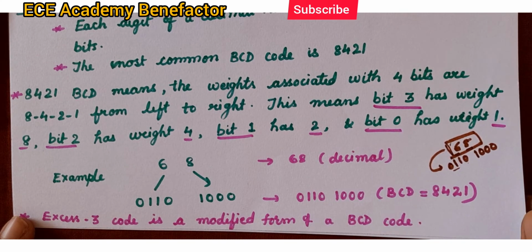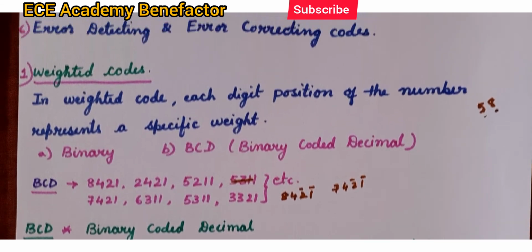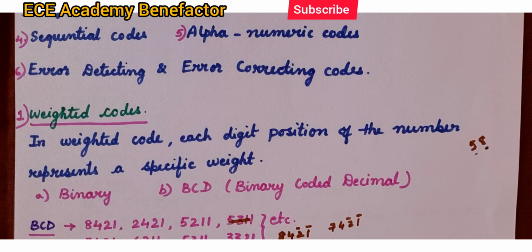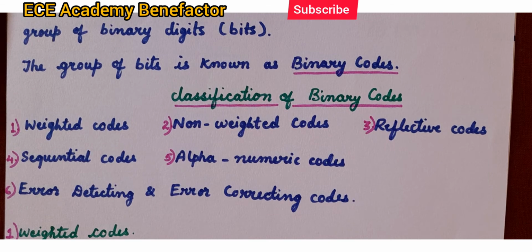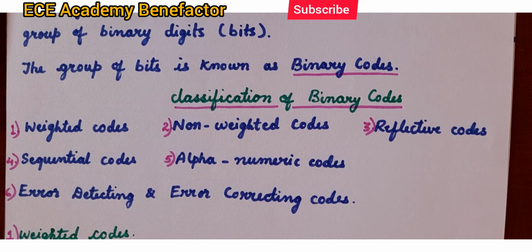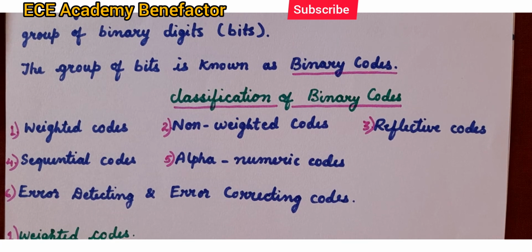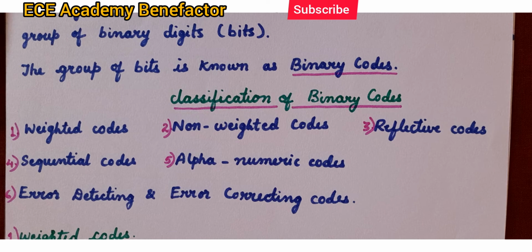I hope you have understood what is a binary code. Binary code is a group of binary digits. It is useful for representing, storing and transmitting the digital data easier. Classifications are weighted codes, non-weighted codes, reflective codes, sequential codes, alphanumeric, error detecting and error correcting codes. And the most popular weighted code is BCD, and in it 8421 is the most commonly used BCD code.